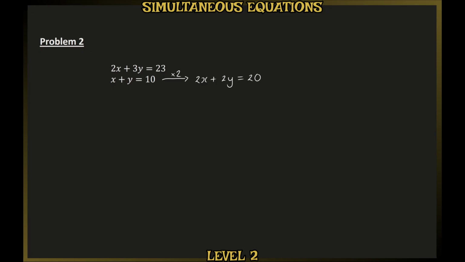is 20. And the equation at the top we can keep the same because we can now see that those x's match. So since we have a 2x in both equations, we can subtract these to eliminate them, because 2x minus 2x is 0.